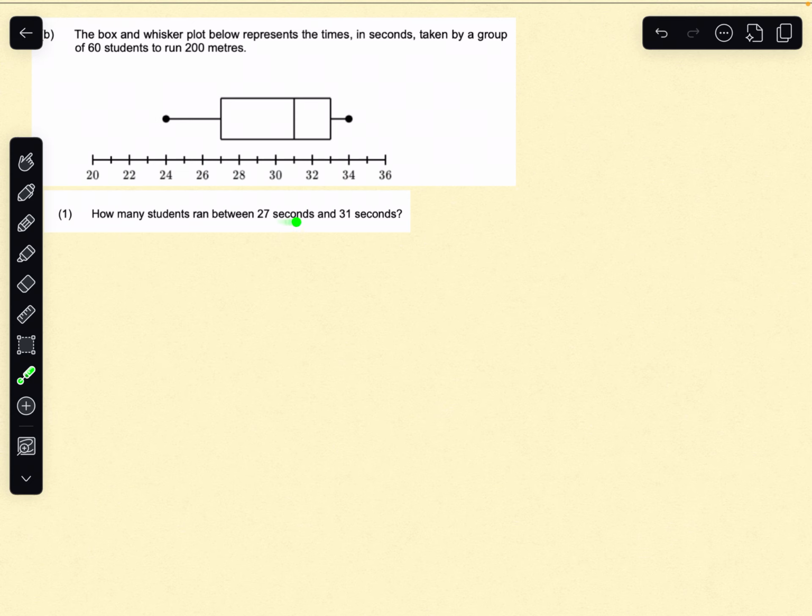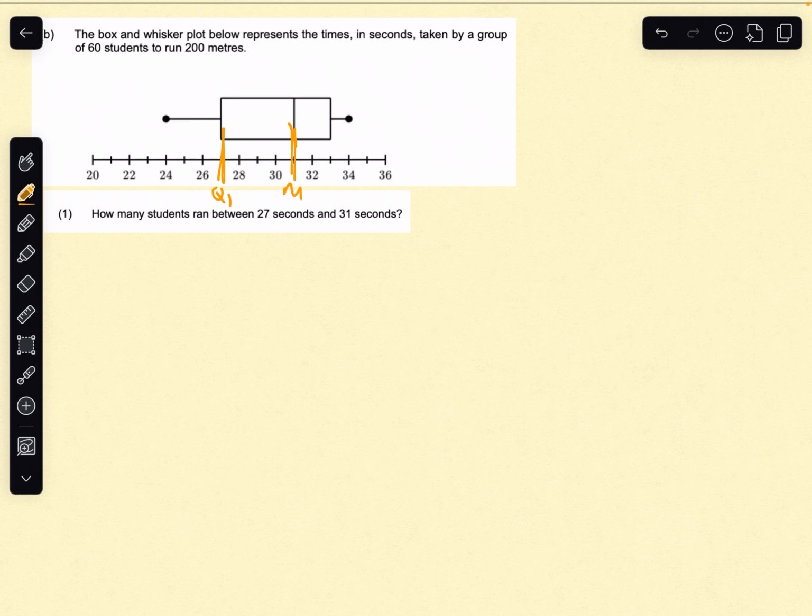How many students ran between 27 seconds and 31 seconds? So, 27 seconds and 31 seconds. So, that is Q1. Between Q1 and Q2, how many students are there? So I'm just going to highlight that. So that is quartile 1, and that is the median. And that would be 15 students.